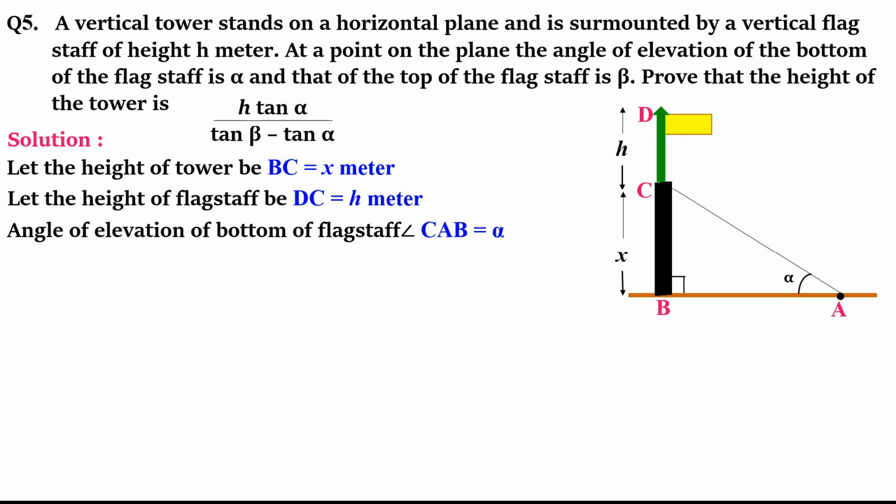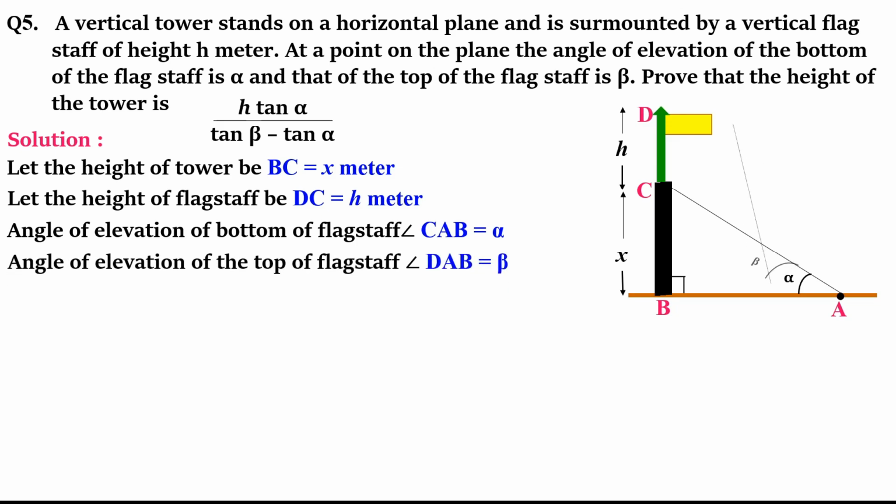So, and that angle is alpha. Here we have angle alpha, angle BAC is angle alpha, and from that point A, we will observe the top of the flagstaff, and the line of sight this time will be AD, and BAD will be your angle beta. Now by drawing this, we are having two right triangles, triangle ABC and triangle ABD.